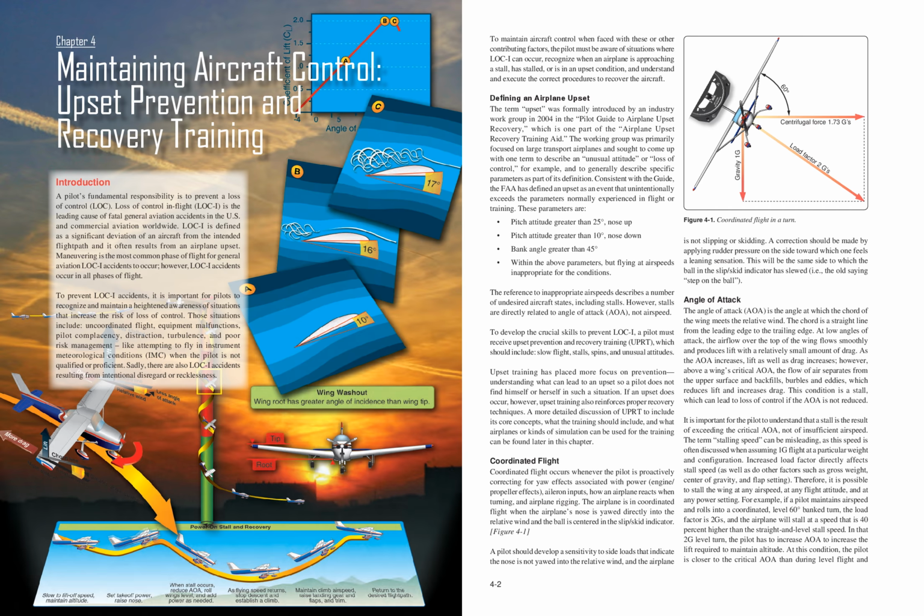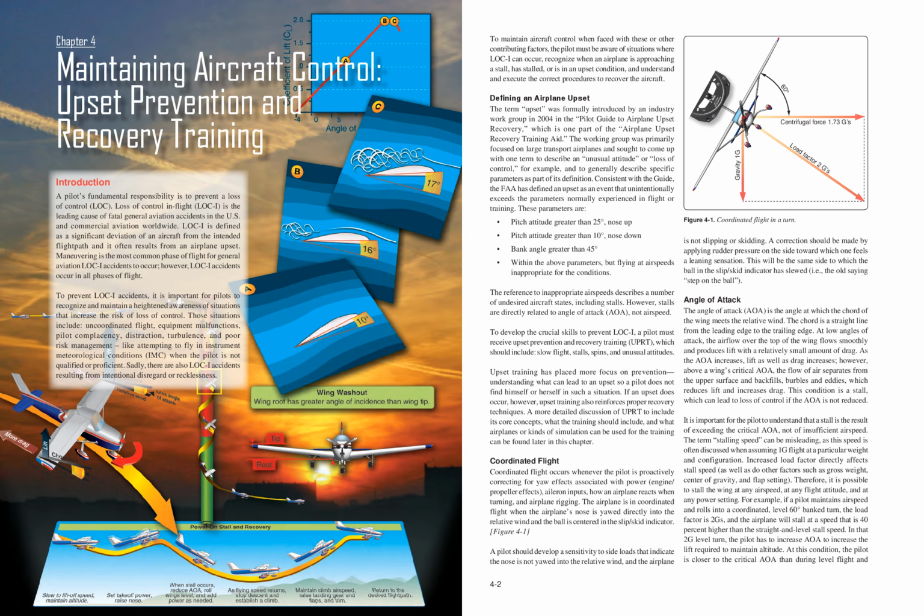The angle of attack, AOA, is the angle at which the chord of the wing meets the relative wind. The chord is a straight line from the leading edge to the trailing edge. At low angles of attack, the airflow over the top of the wing flows smoothly and produces lift with a relatively small amount of drag. As the AOA increases, lift as well as drag increases. However, above the wing's critical AOA, the flow of air separates from the upper surface and backfills, burbles and eddies, which reduces lift and increases drag. This condition is a stall, which can lead to loss of control if the AOA is not reduced. It is important for the pilot to understand that a stall is the result of exceeding the critical AOA, not of insufficient airspeed.